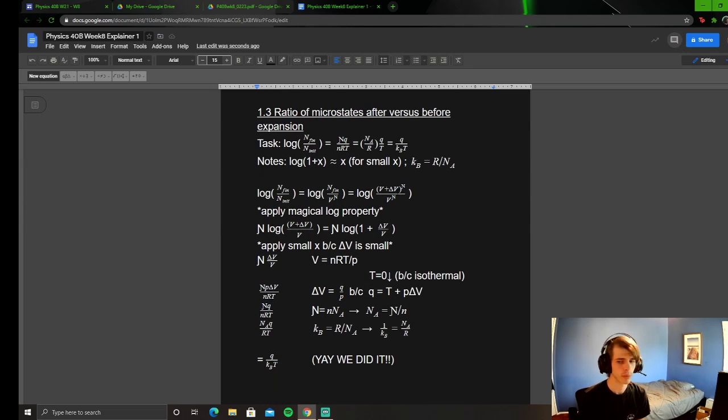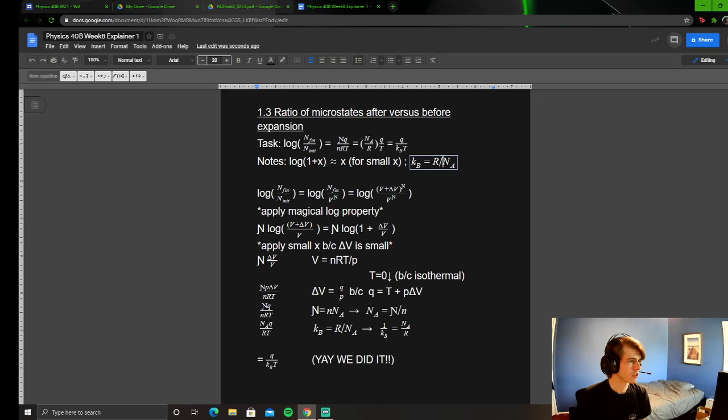For 1.3, the ratio of microstates after versus before the expansion. For this part, our task is to prove that this expression can be simplified to this expression, and it shows you some little steps along the way to make sure you're getting there right. And for this problem, it also tells you that you can approximate this expression to be equal to x for small x, and then also you will need to use this substitution: K Boltzmann is equal to the R constant over Avogadro's number.